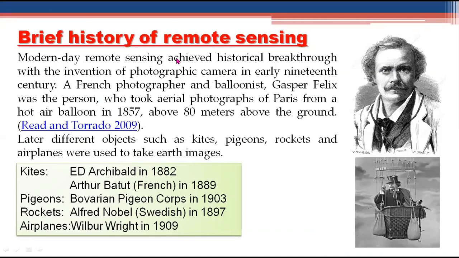Now if you talk about the brief history of remote sensing, modern day remote sensing achieved a historical breakthrough with the invention of the photographic camera in the early 19th century. So this remote sensing history started with the development or evolution of the photographic camera. A French photographer and balloonist, Gaspard-Félix Tournachon, was the first person who took aerial photographs of Paris from a hot air balloon in 1857. So 1857 can be a breakthrough, when he took photographs of Paris from 80 meters above the ground. So that was the breakthrough. Later on, different objects such as kites, pigeons, rockets and airplanes were used to take earth images.